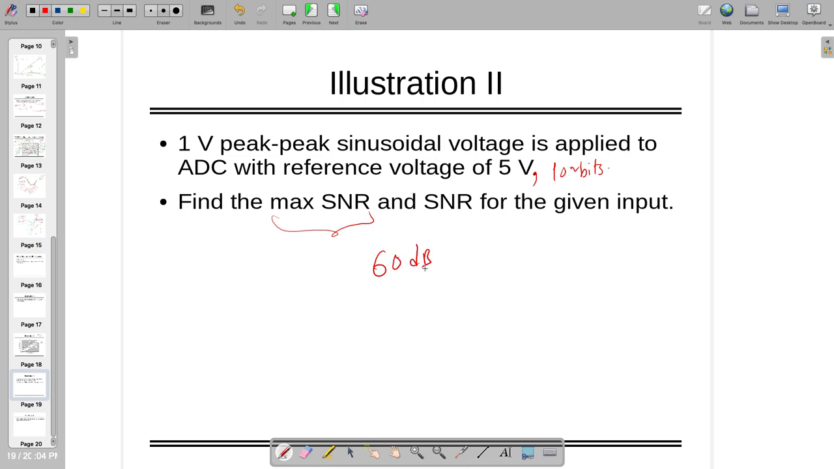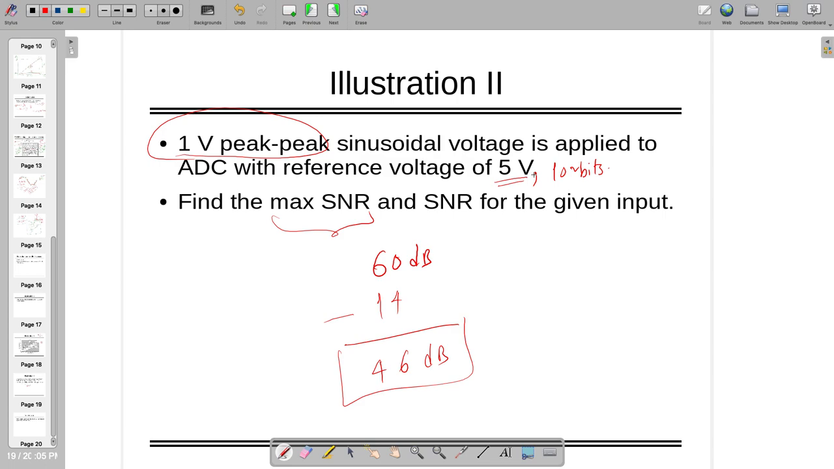Now, so what will it be at 1 volt? How much is 5? 60 dB. Look, 5 by 1 is equal to 5, so I am talking about ratio. So how much has the ratio decreased? 40. These numbers have to be on your fingertips.